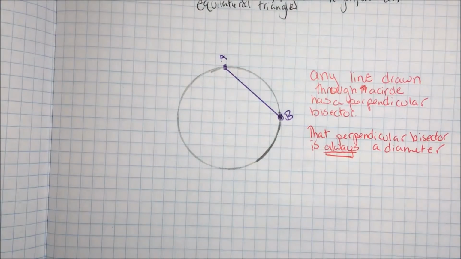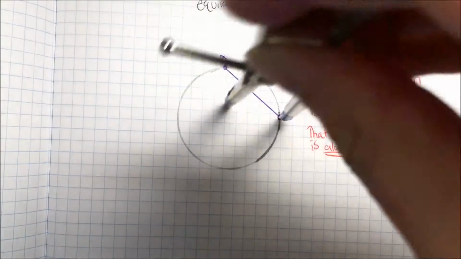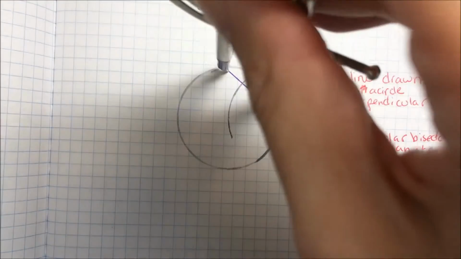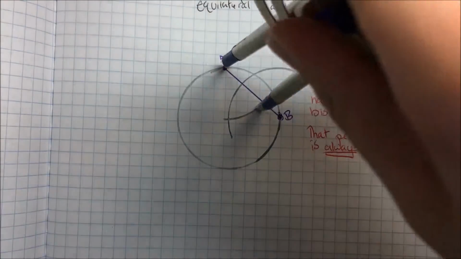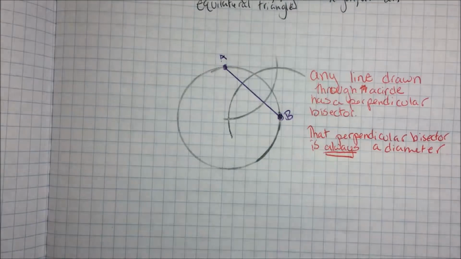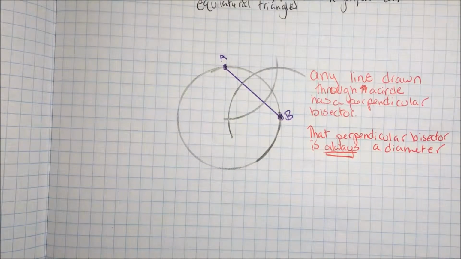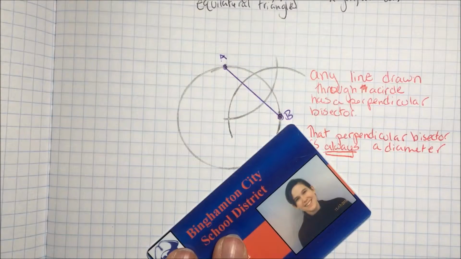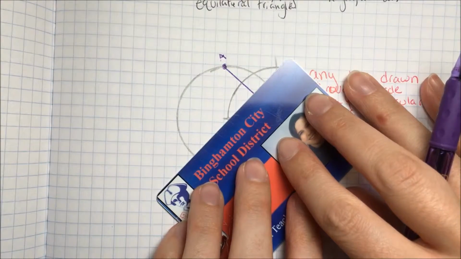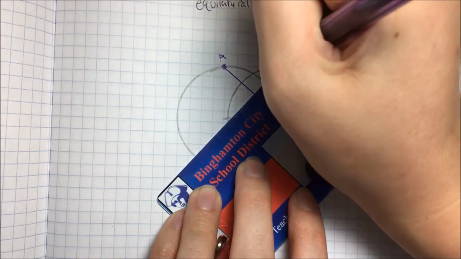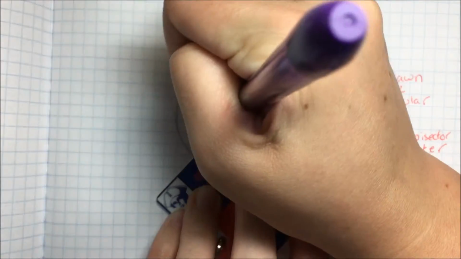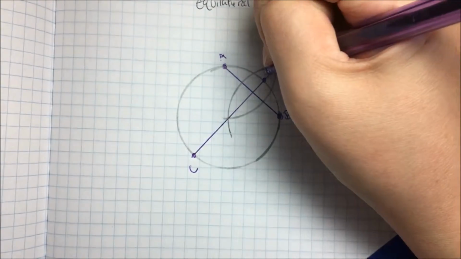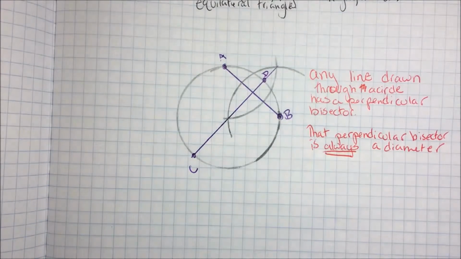Pretty nifty, huh? So if I were to draw the perpendicular bisector of this line segment, excuse me, let me use the appropriate vocabulary term there, of this line segment, that would be the diameter. So CD is my diameter.